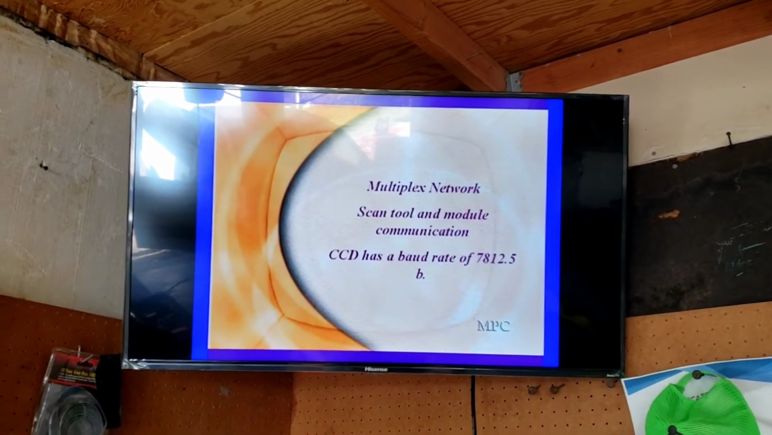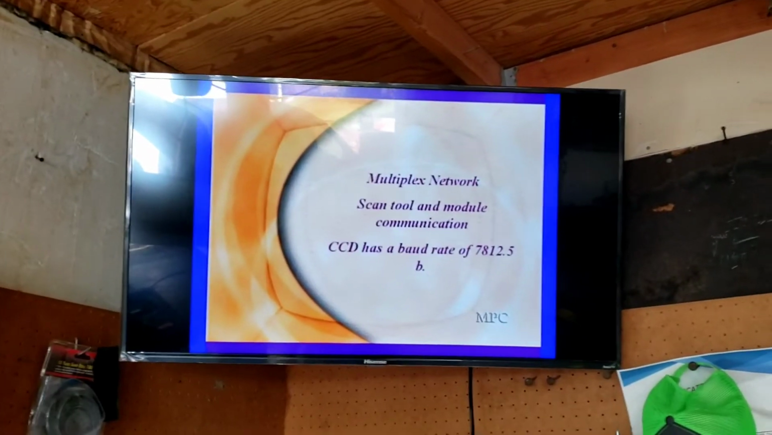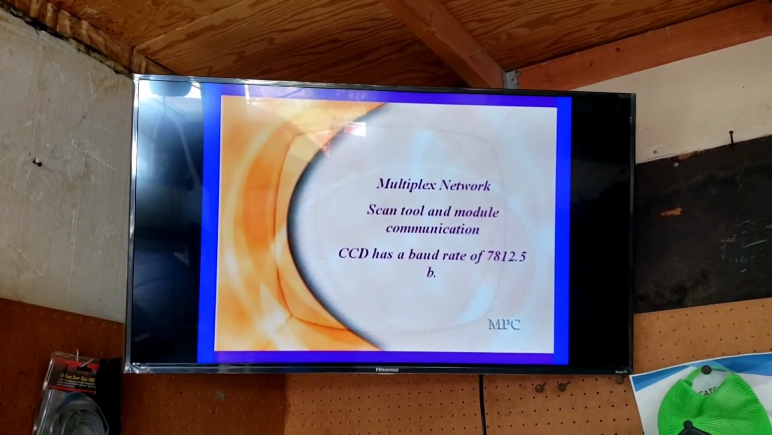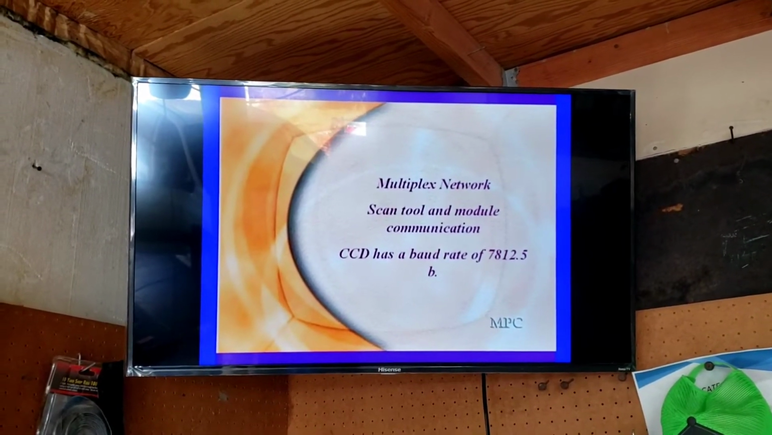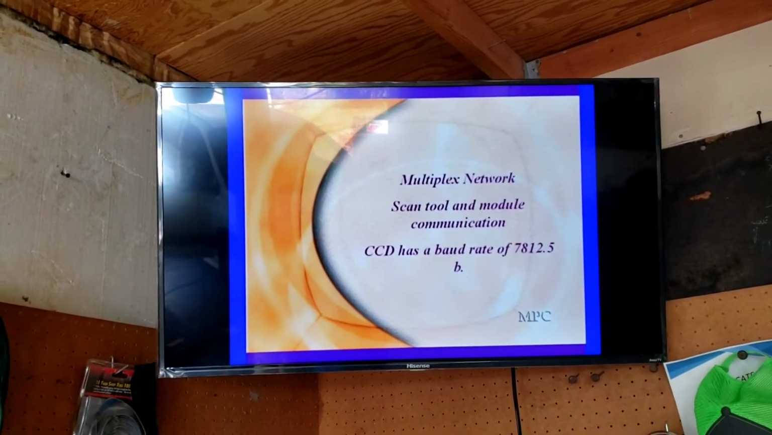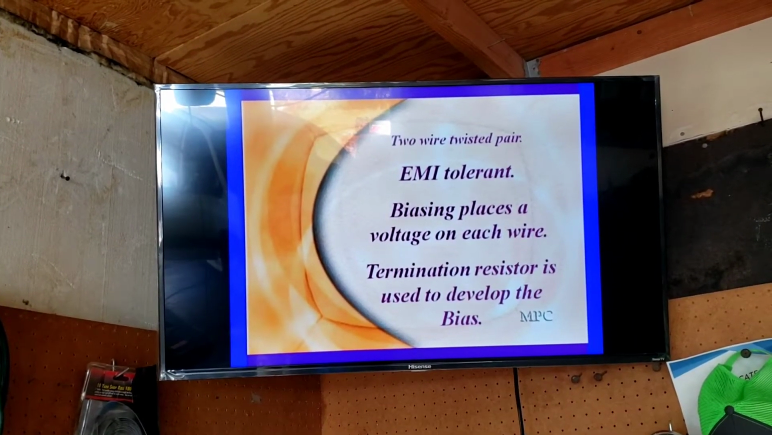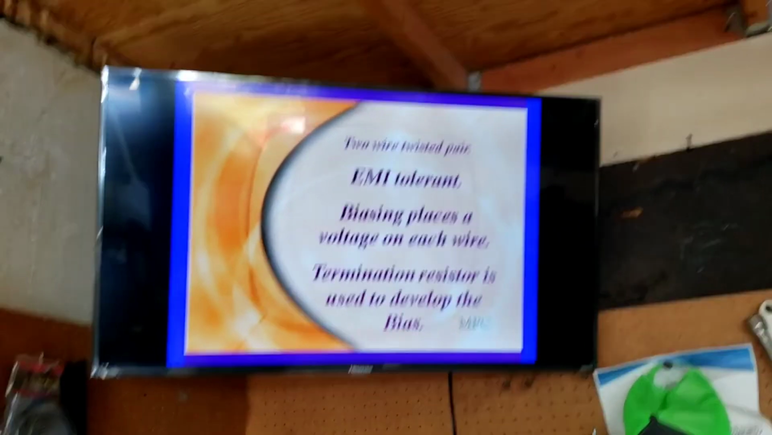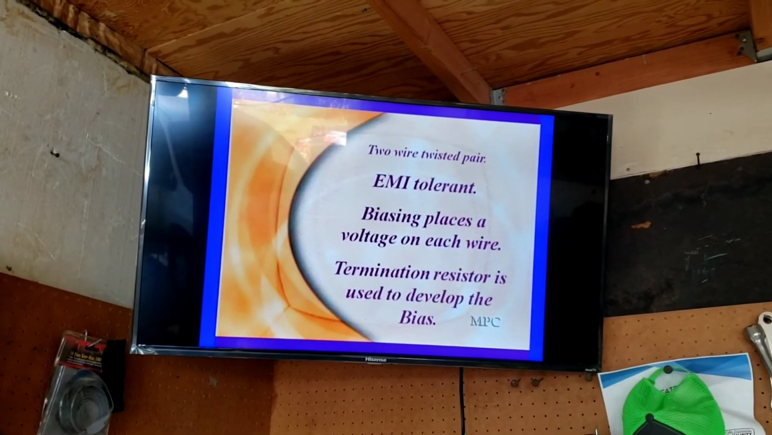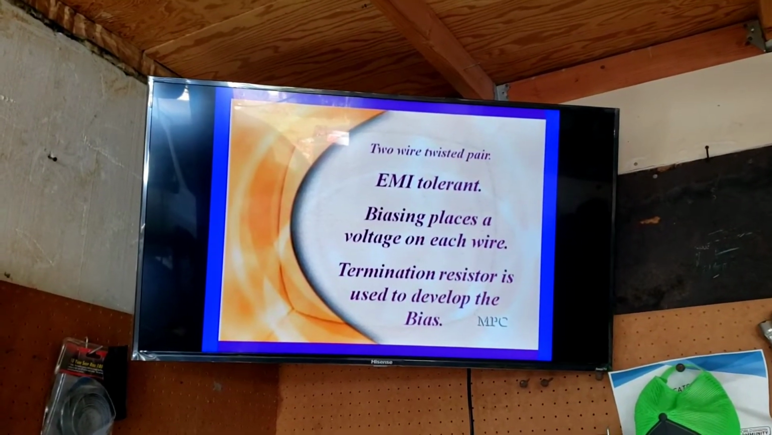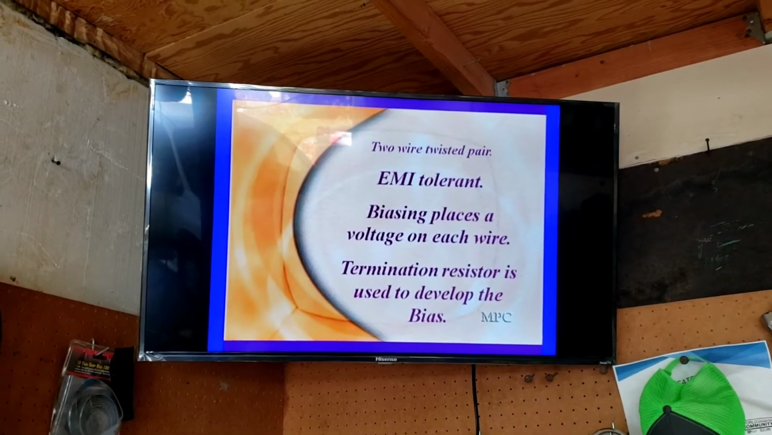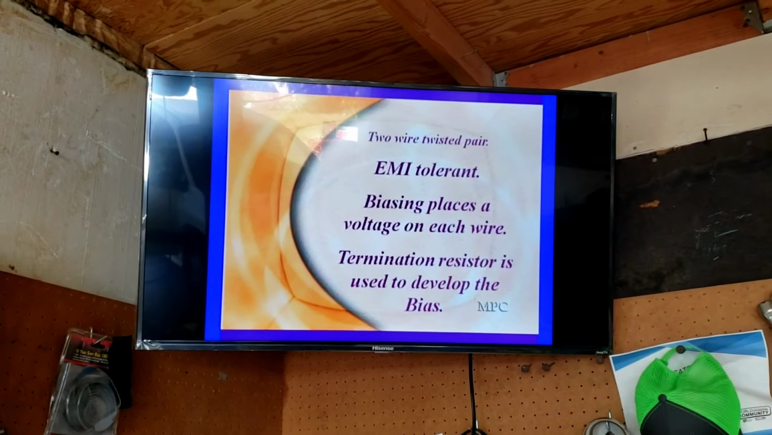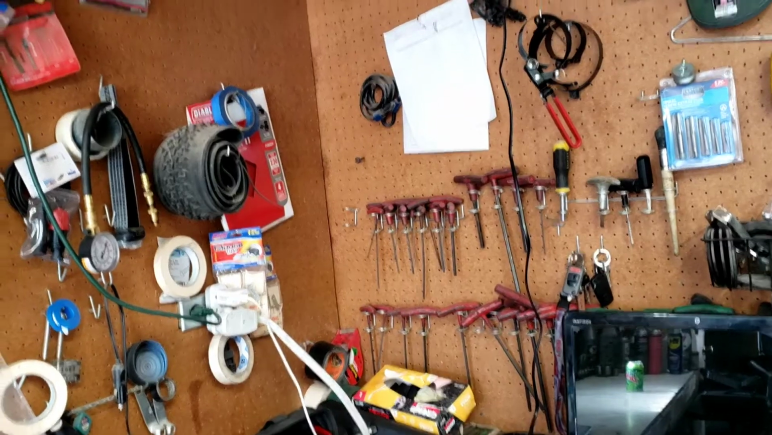It's a multiplex network using multiple modules. It's used for scan tool and module-to-module communications. It's got a 7812 baud rate. It's very noise or EMI tolerant, electromagnetic interference. This is because of a twisted pair. It's very much akin to CAN. Now, the modules, the drivers, have a bias that places a voltage on each wire.